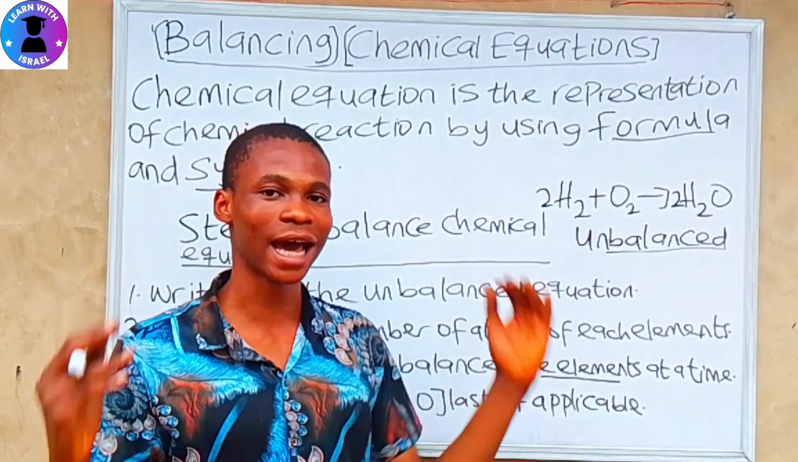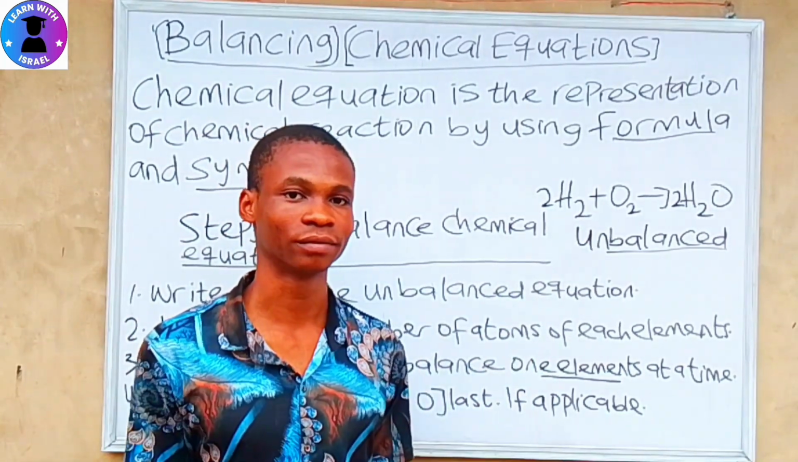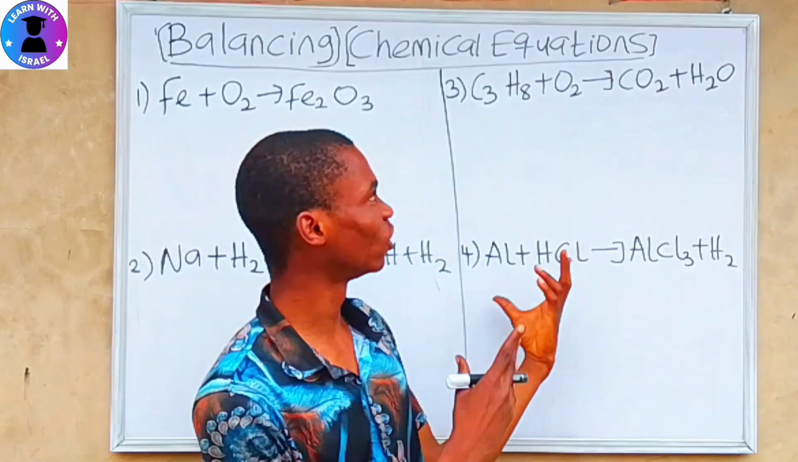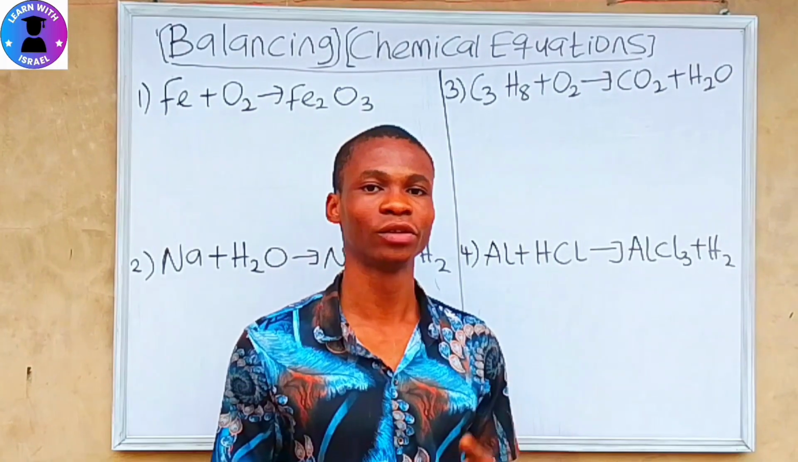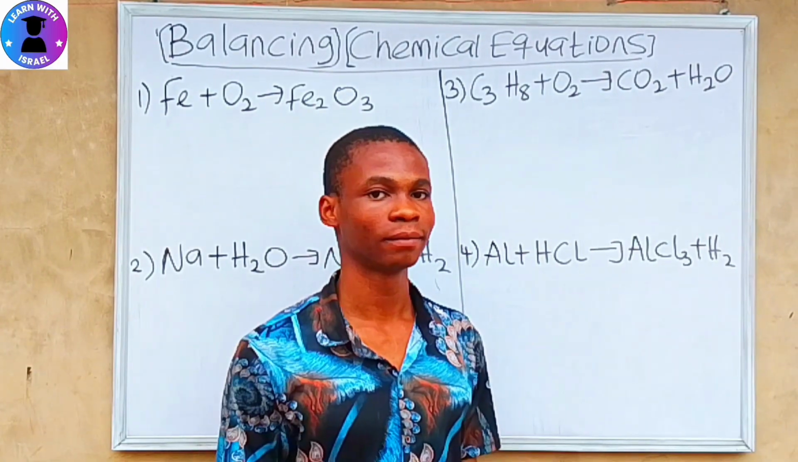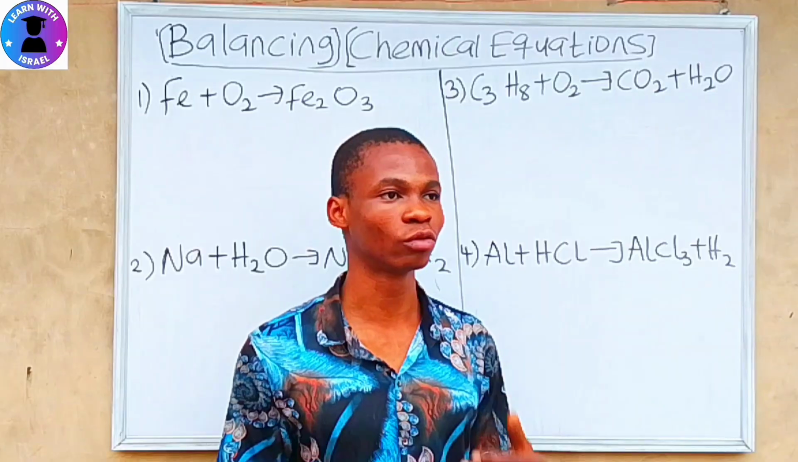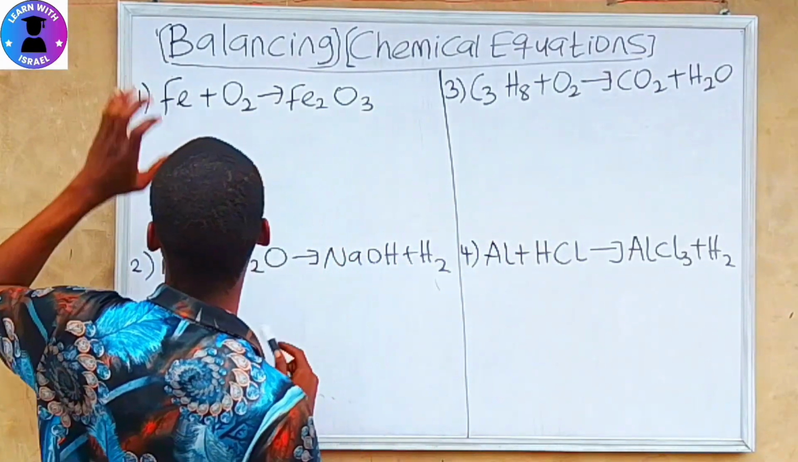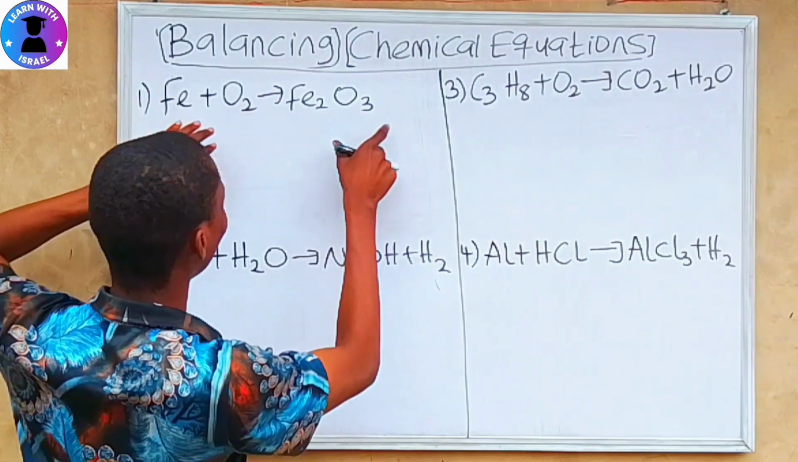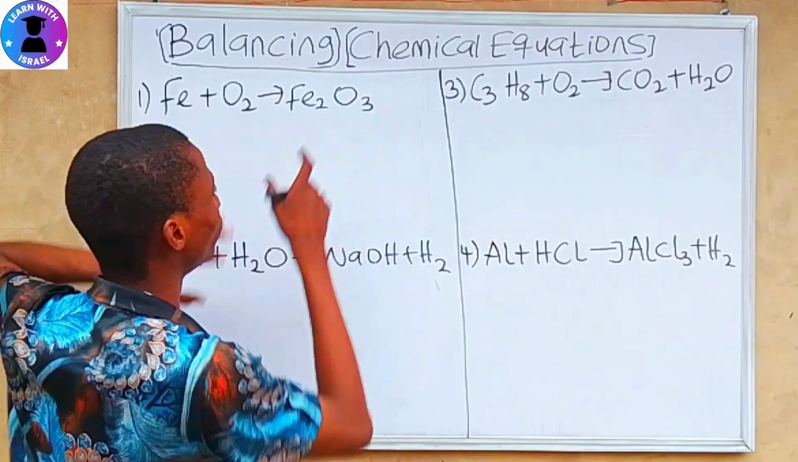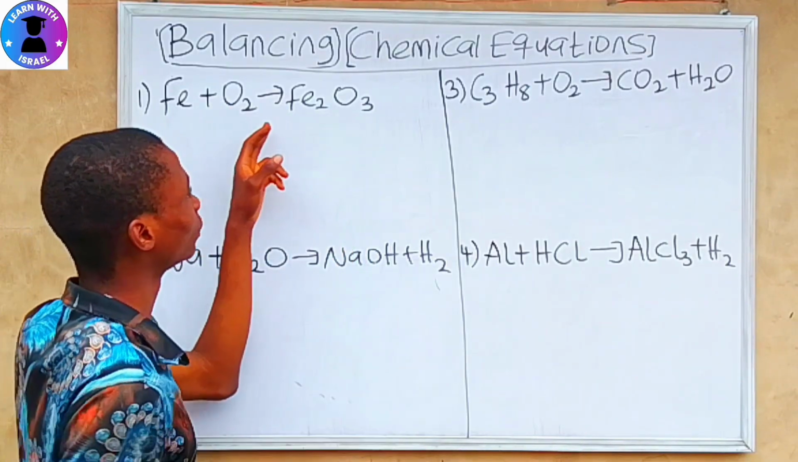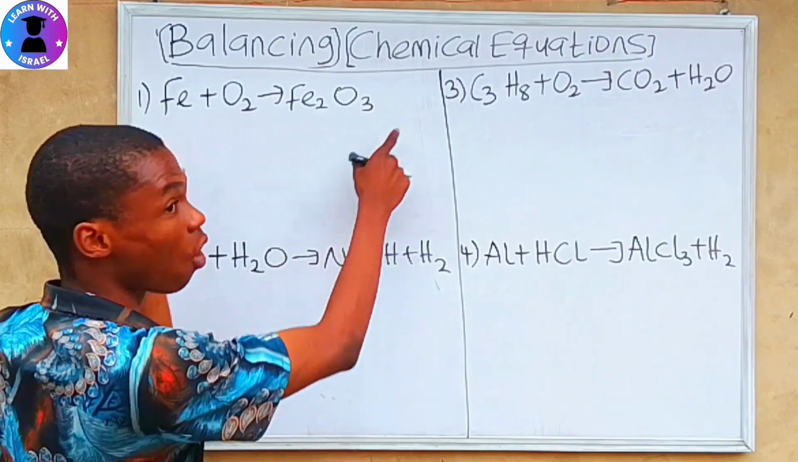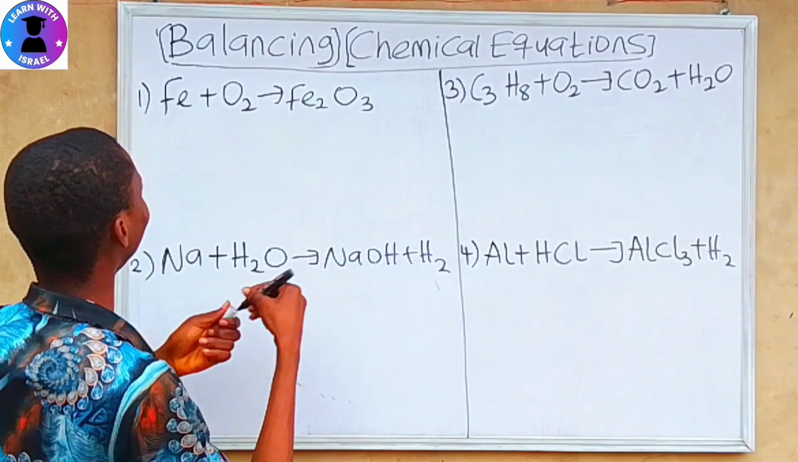So guys, let's dive into the question. So guys, as you can see on the board, these are the equations we want to balance using the steps of how to balance chemical equation. As you can see for question 1, we've written out the unbalanced equation. Now, the next thing is to list out the number of atoms of each element. So let's list it out.